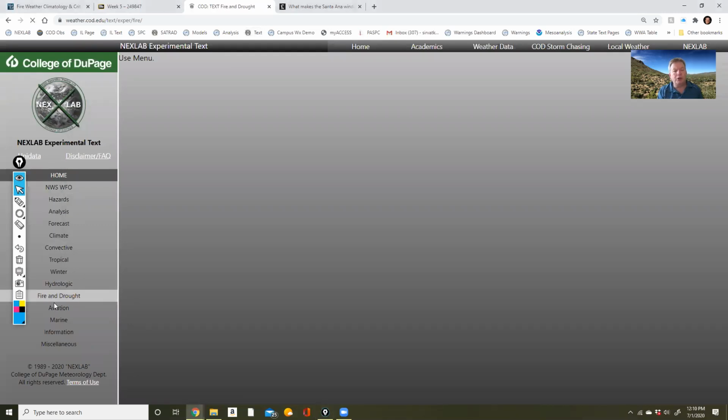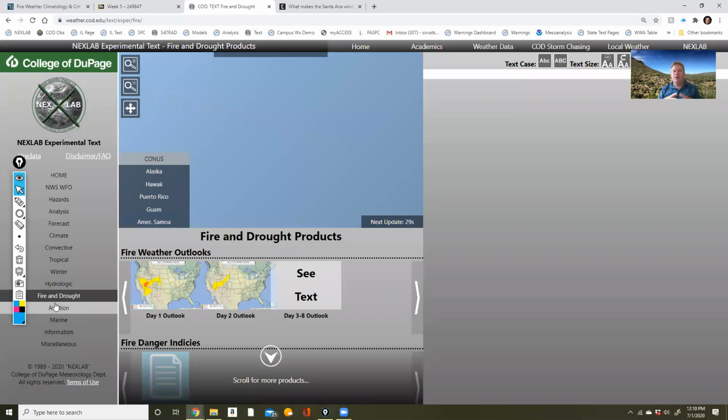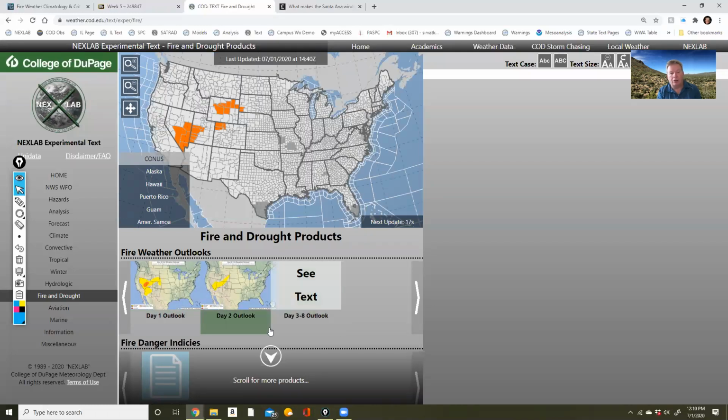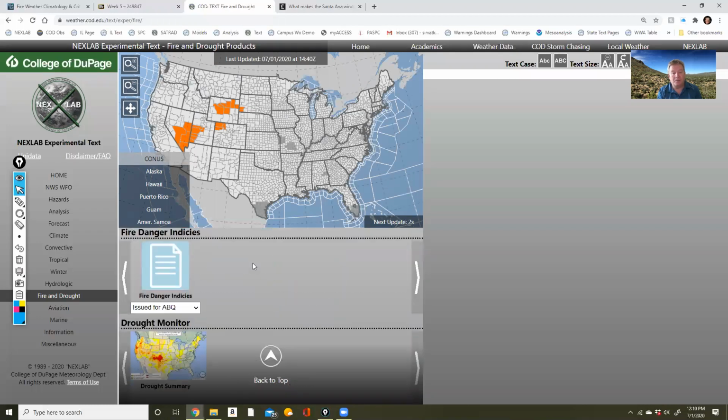So again, we're putting these two concepts together so that you understand how fire weather and drought conditions really go together. So we have a lot of these products here. Remember, we have a fire weather outlook for day 1 and 2, and then 3 to 8 is a longer outlook. Here's some red flag warnings going on across parts of the West today. Today's July 1st, when I made this video. And remember, this is the Storm Prediction Center, SPC, that puts out these fire weather outlooks.